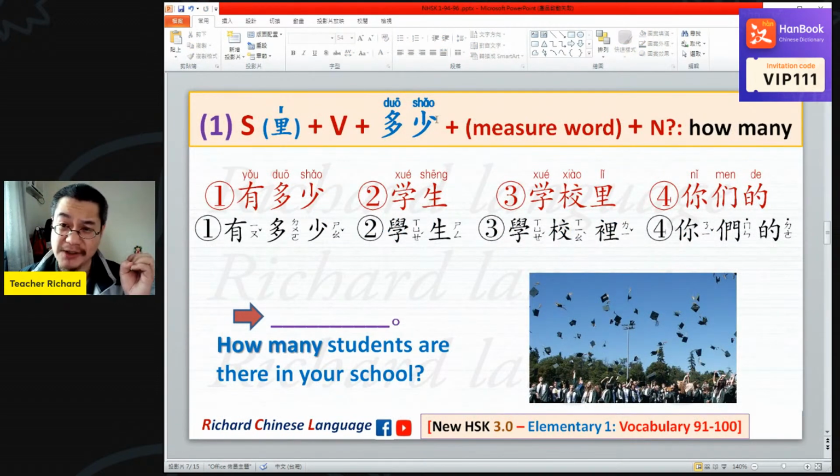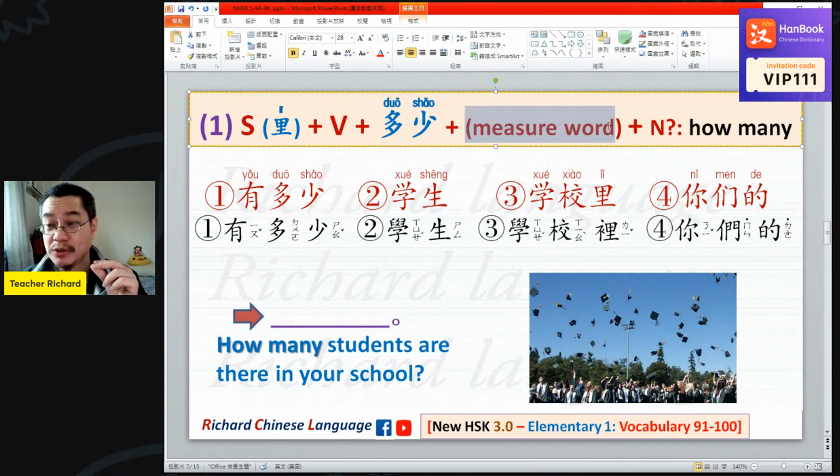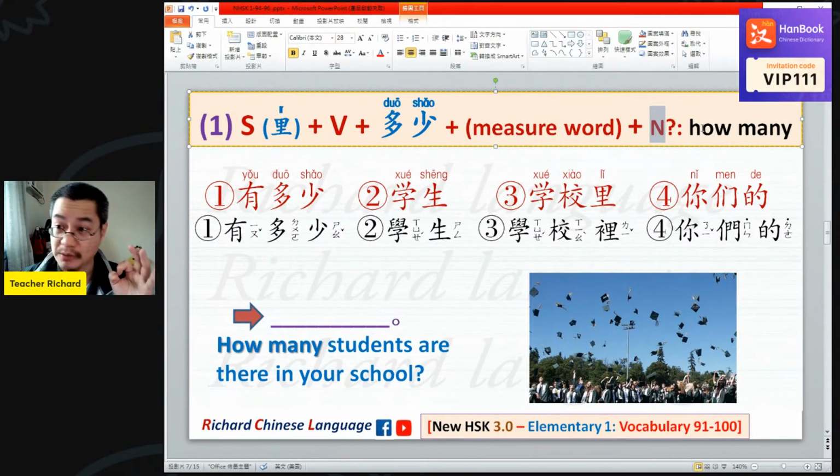How to form a question with 多少. You can say subject plus a verb plus 多少 plus a measure word. You can have a measure word, you can go without, and plus a noun, which means how many something is, how many something are. So subject, verb, 多少, measure word, a noun. Okay, let's do one quiz.